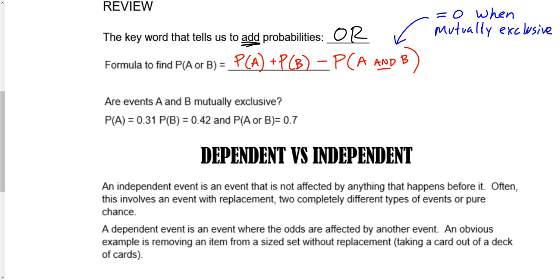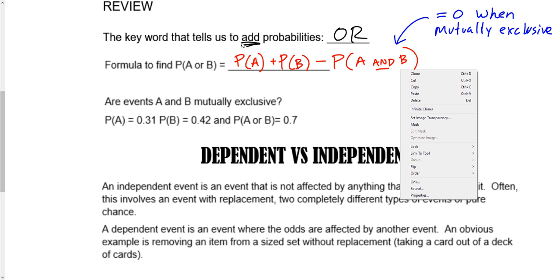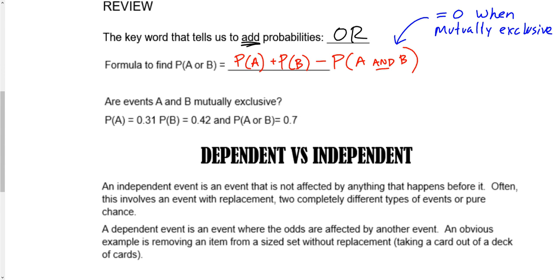So there's a really fast way to tell whether or not this is mutually exclusive. I gave you some probabilities down here at the bottom. It says the probability of A is 0.31 and the probability of B is 0.42. And then it says the probability of A or B is 0.7. Now think about what I just said. If this is mutually exclusive, that means this isn't here, right? So doesn't that mean when we add our two probabilities, the A and B probability, it should be equal to A or B?